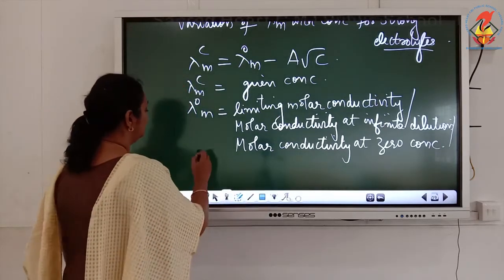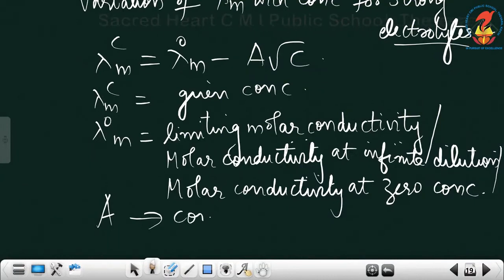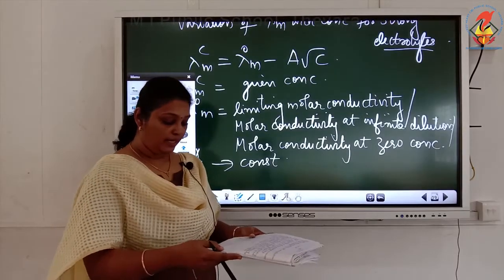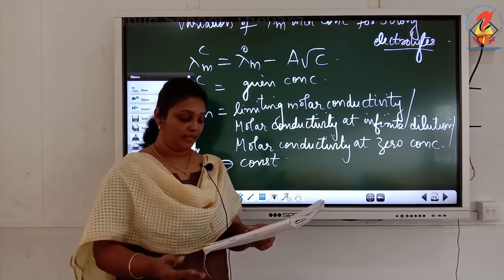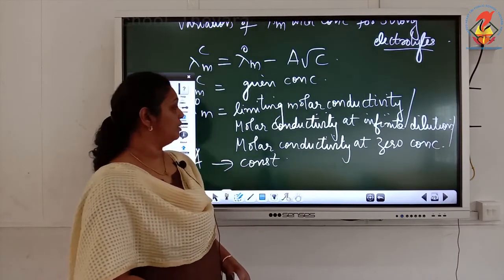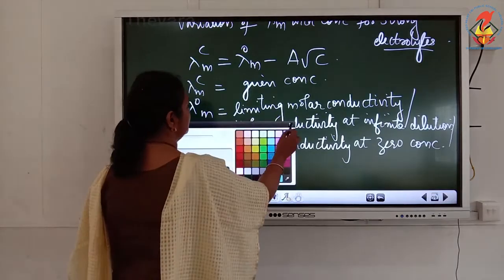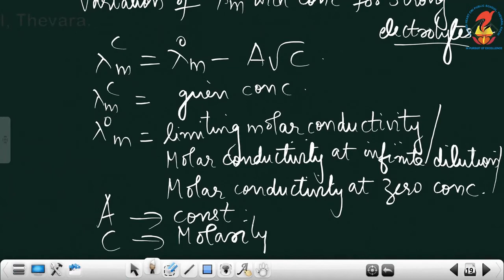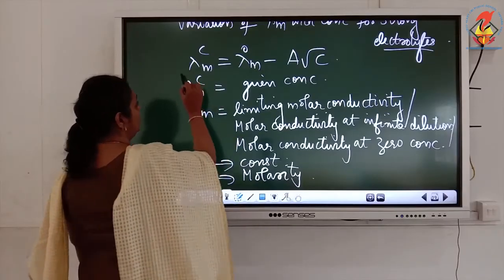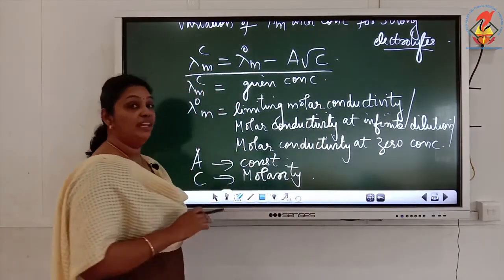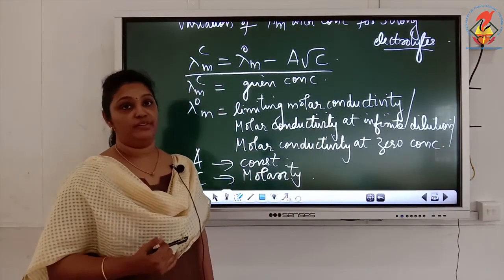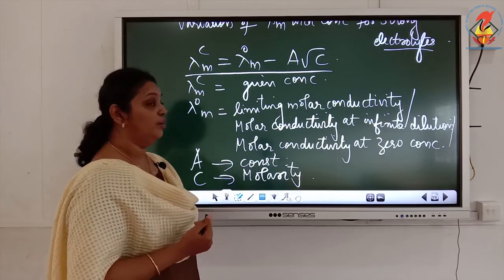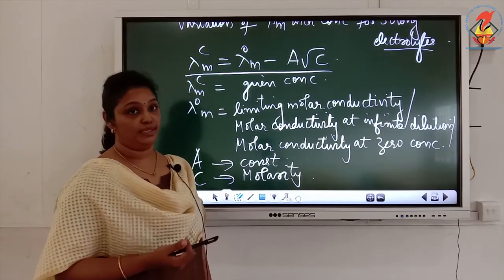Now A is a constant whose value depends upon the type of electrolyte, the nature of the solvent and temperature, and C is our molarity. So this is the mathematical expression to study variation of molar conductivity with concentration: lambda m is equal to lambda naught m minus A root C.